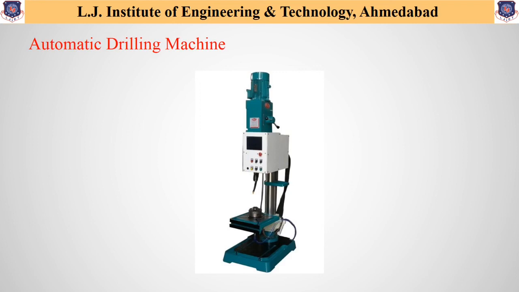So in this lecture we have discussed the main different drilling machines: the first one is the portable drilling machine, second one is the sensitive drilling machine, then the upright drilling machine, and the automatic drilling machine. So in our next lecture onwards, we will start discussion about the radial drilling machine and the different remaining drilling machines.